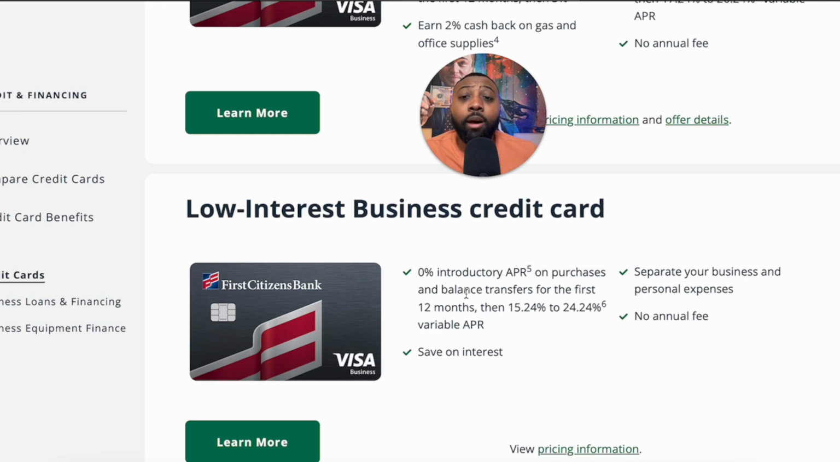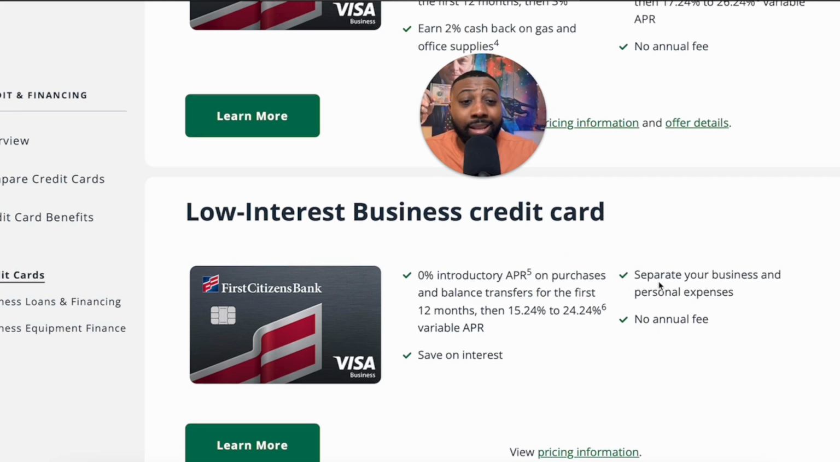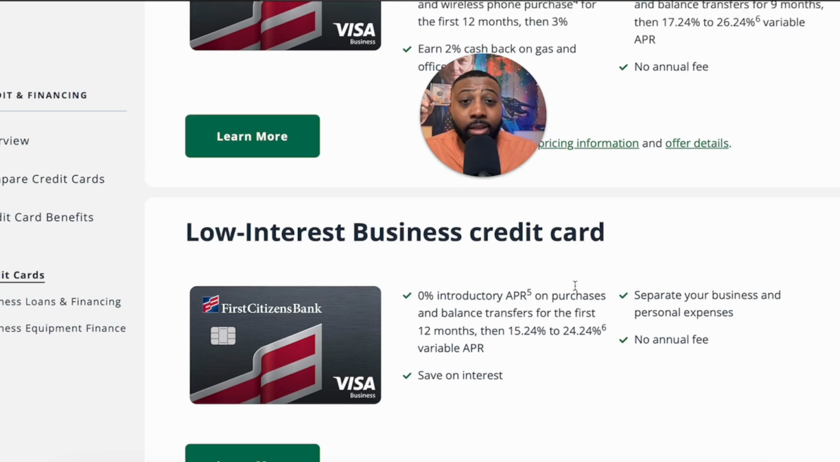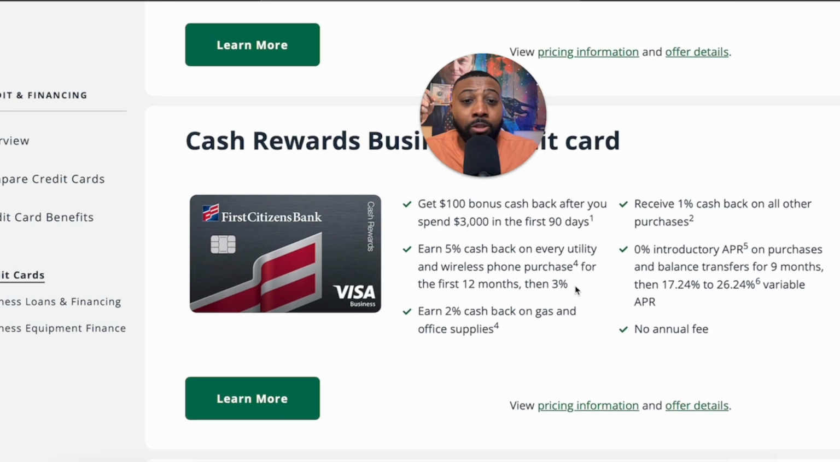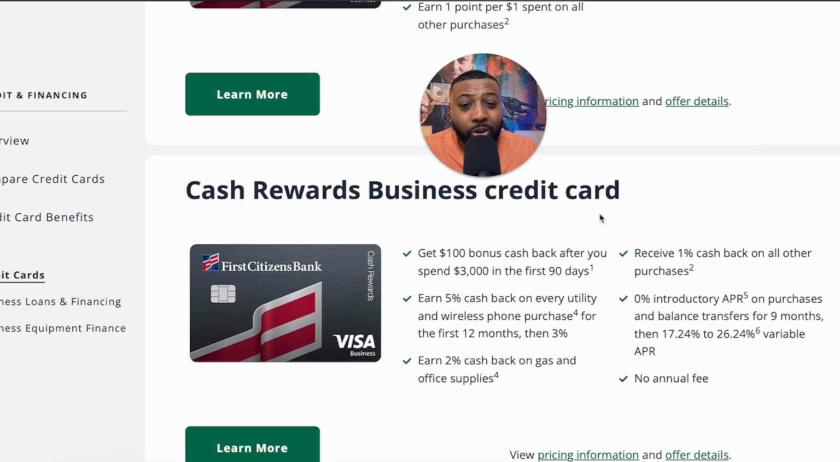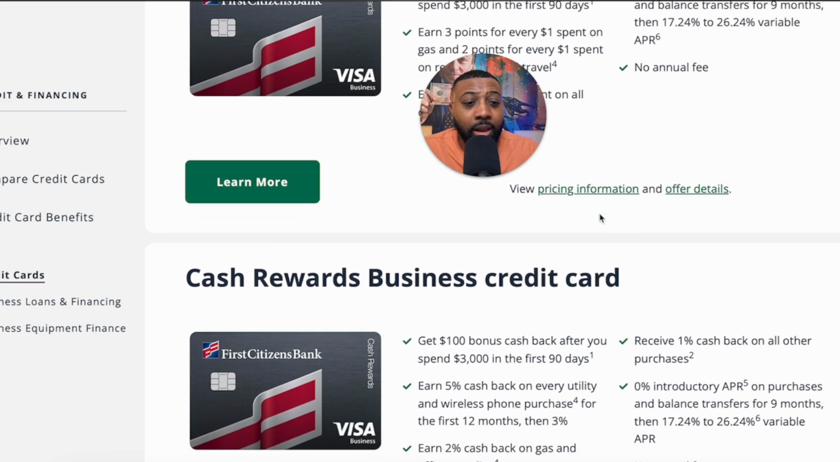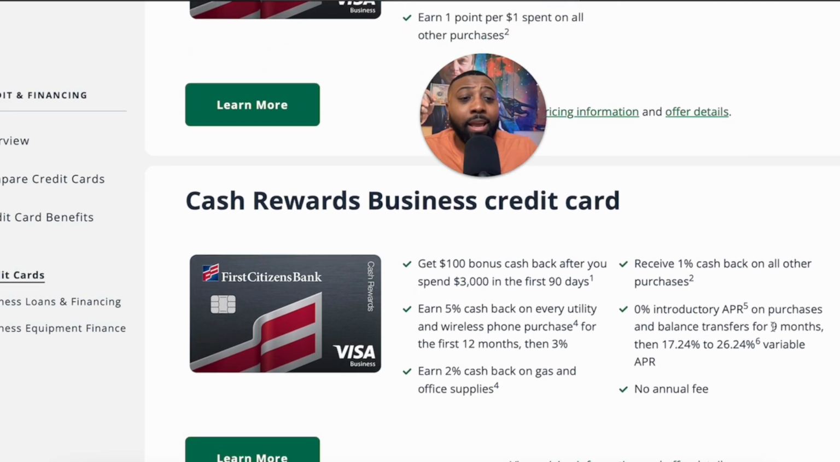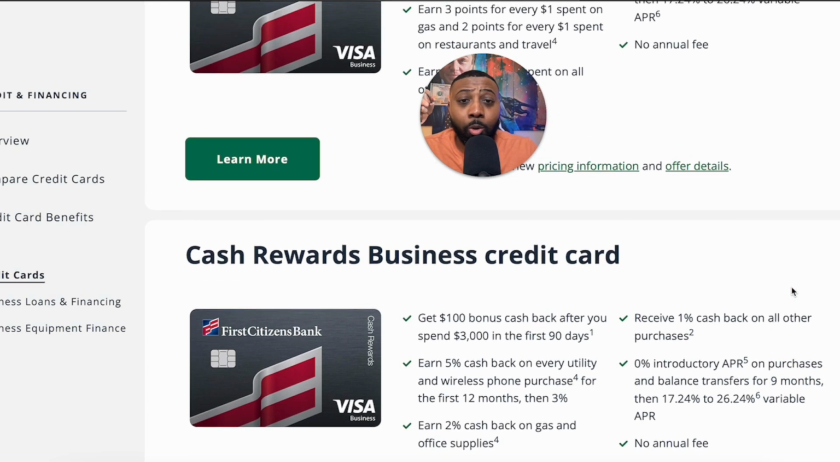All right, so my recommendation here for First Citizens would be to go ahead and get this low interest business credit card right here. And this is, again, no annual fee. It doesn't have rewards, but the 0% interest period is really good because it's 12 months. All right. So, they got a lot of cards, guys. So, you can kind of cycle through this, but you'll see here, it'll cut that period down from 12 months to 9 months. Okay. So that's something you want to make sure you're aware of.